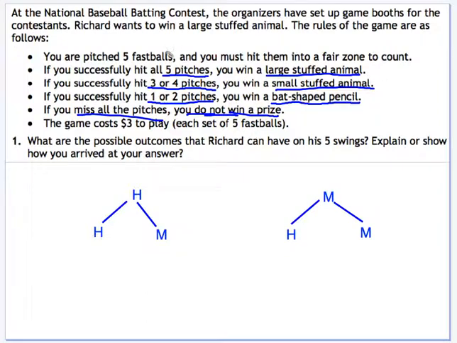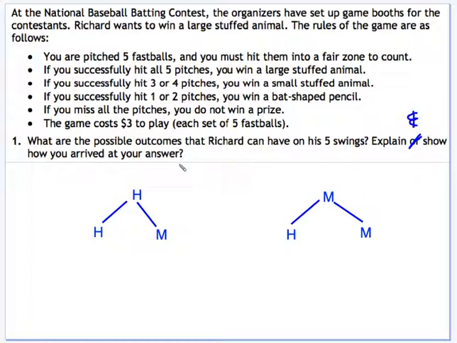All right, so for problem number 1, they want you to, what are the possible outcomes that Richard can have on his 5 swings? Explain or show how you arrived at this answer. I'm going to change that direction to explain and show how you arrived at that answer. You might have to get a separate sheet of paper to set up a tree diagram. So for his first pitch, the possible outcomes are he can hit the ball or he can miss it. So in this case, a hit, H stands for hitting the ball, M stands for missing the ball.